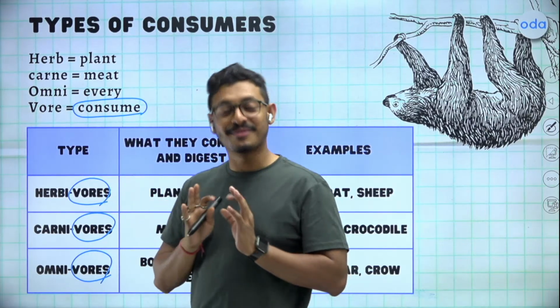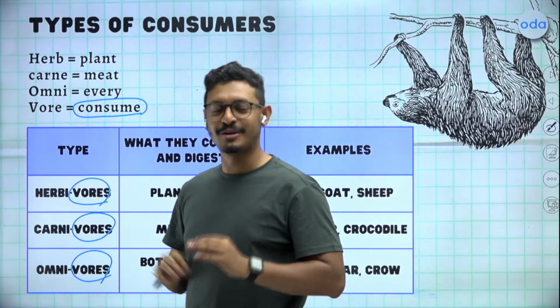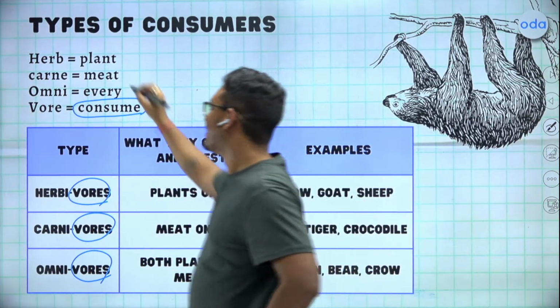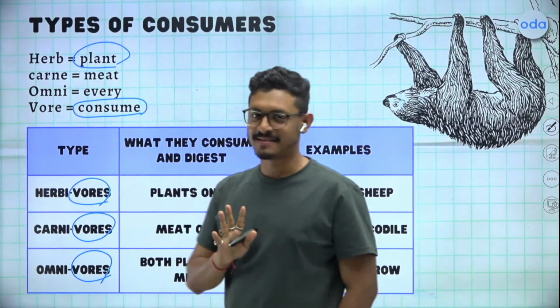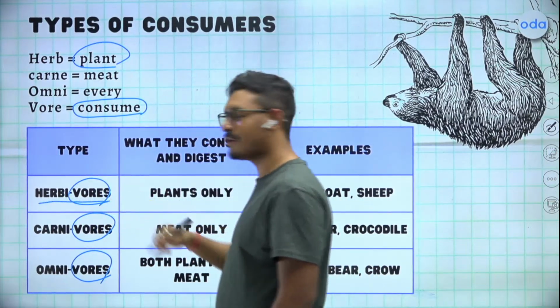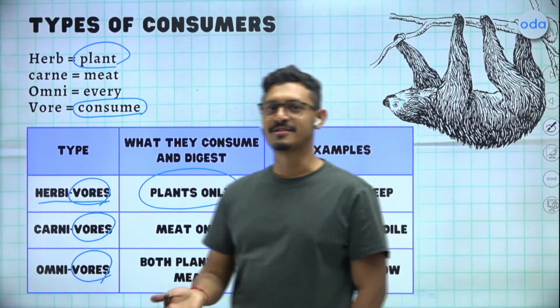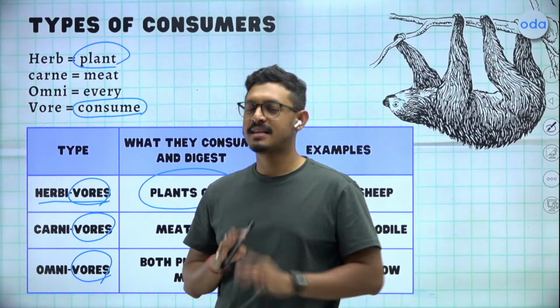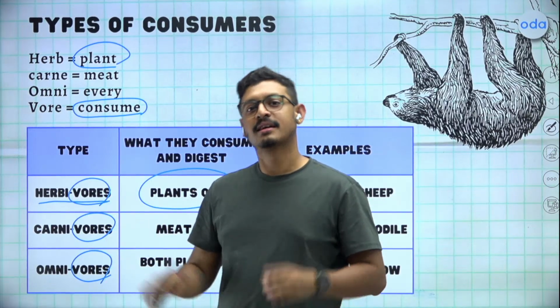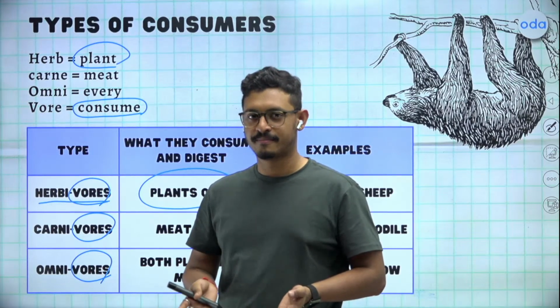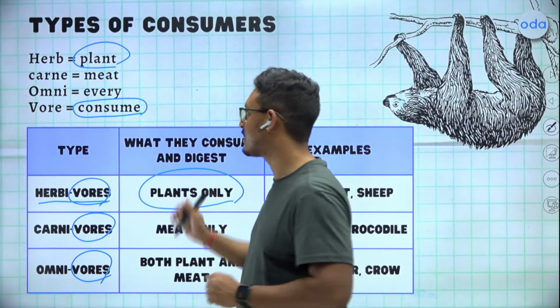This is a mix and match kind of situation. You'll remember the names forever. Pay attention to this. You're not going to find this way of learning anywhere else. I give you a guarantee of it. Herb basically means plants. So herbivore means they consume plants only. Their stomach is designed to only process plants. Even if they eat meat forcefully, it will not digest, they will puke it out. Their system will not be able to take it.